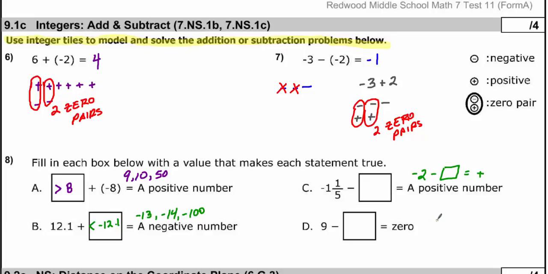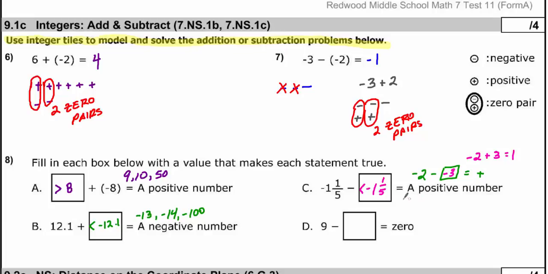Well, if I take away 2, or take away 3, or take away 4, I just keep getting more and more negatives. In this case, I have to take away a negative, like -3, because that then becomes -2 plus 3, and that gives me +1. So in this case, I have to take away something that's actually less than the -1 and 1/5.